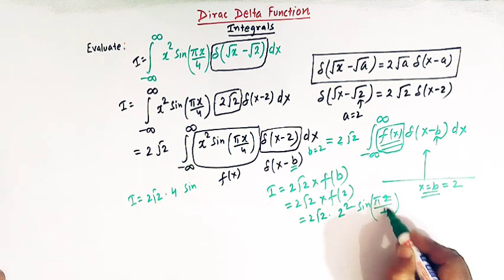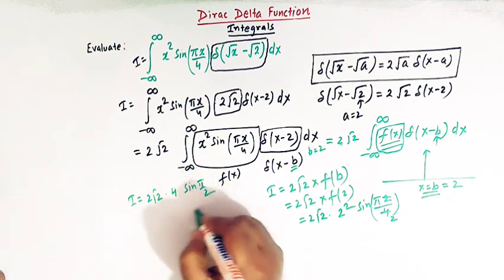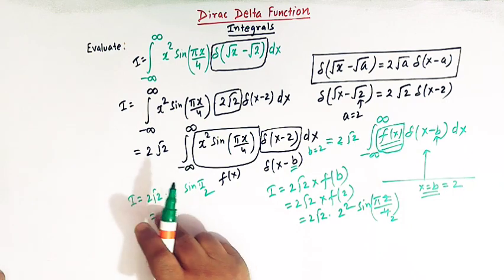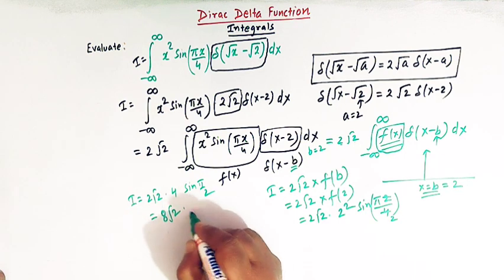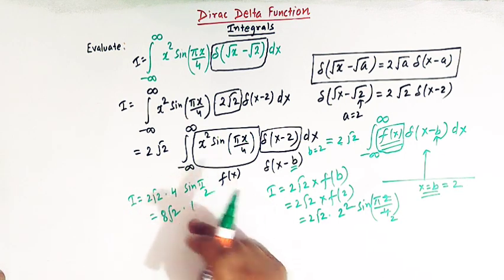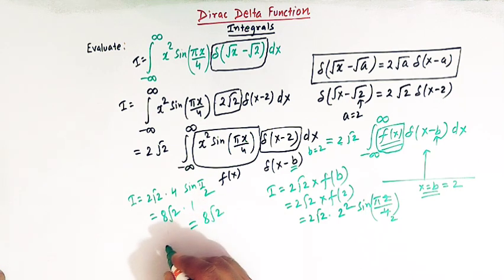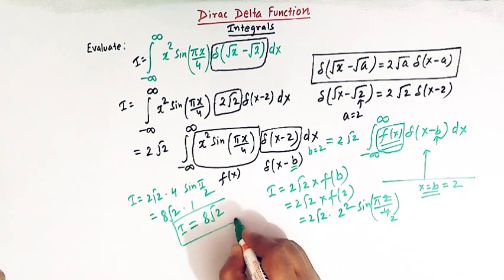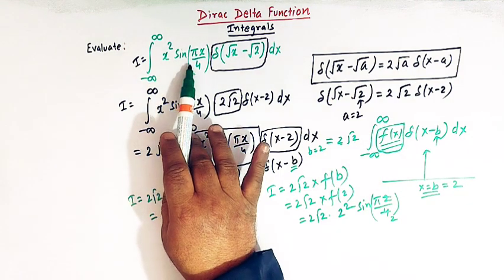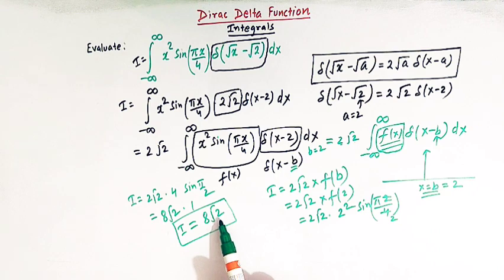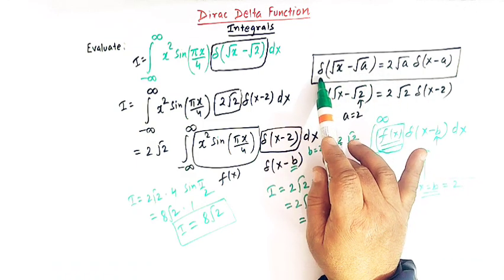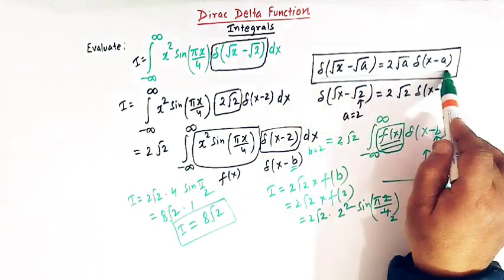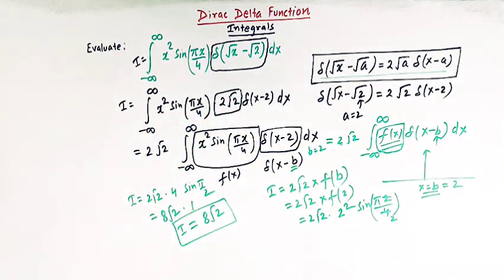So we can cancel 4 by 2, and we have sine pi by 2. Sine pi by 2 is 1. So 4 twos are 8. So we have 8 root 2, and sine pi by 2 is 1. So now we have I is equal to 8 times square root of 2. So the value of this integral is equal to 8 times square root of 2, and we have seen how easily we can apply this property of the Dirac delta function to evaluate these types of integrals.